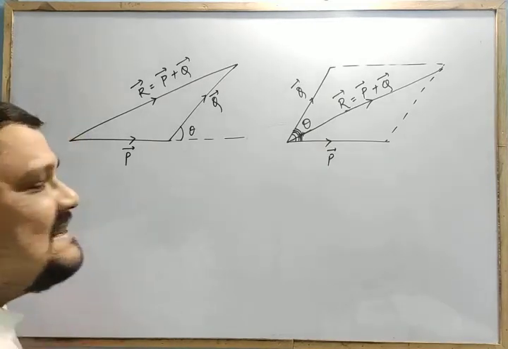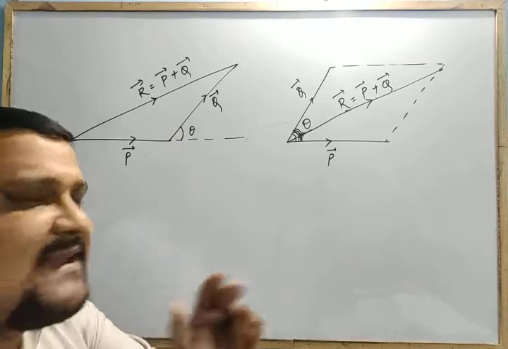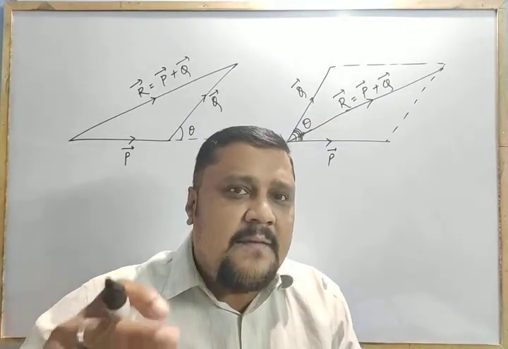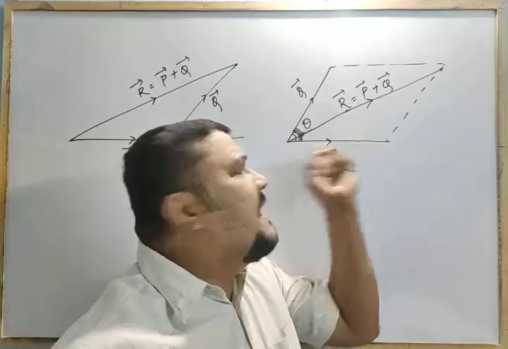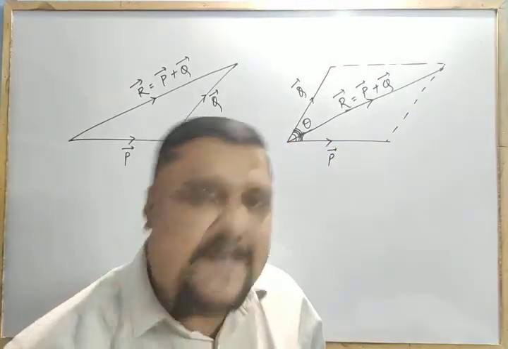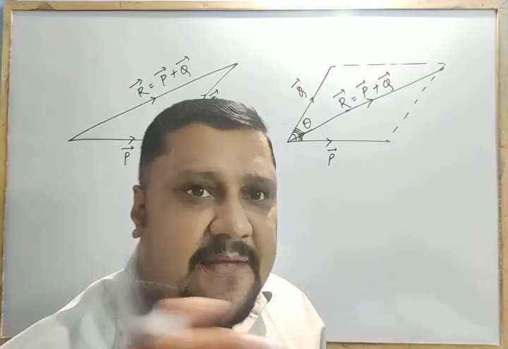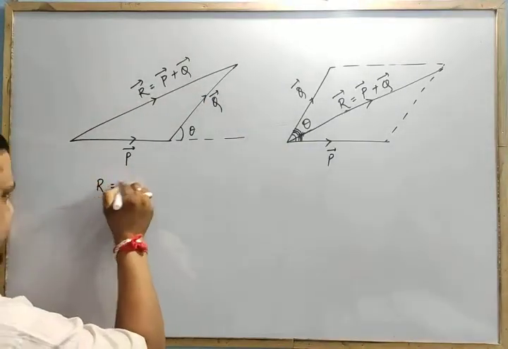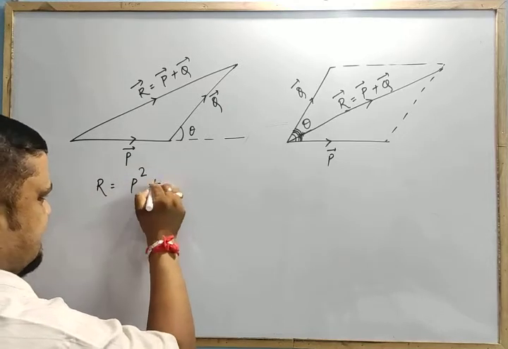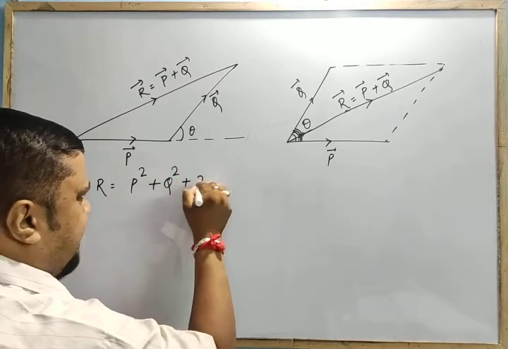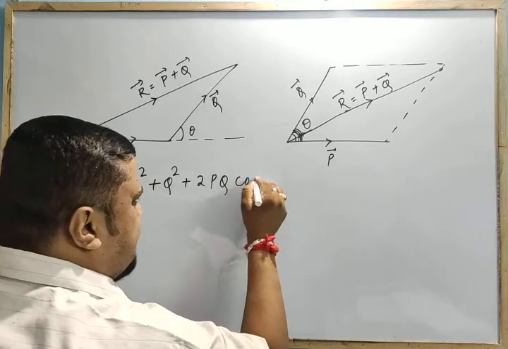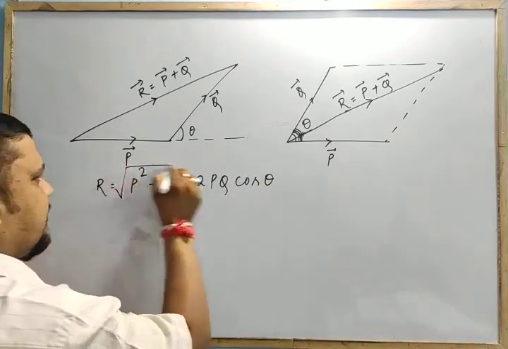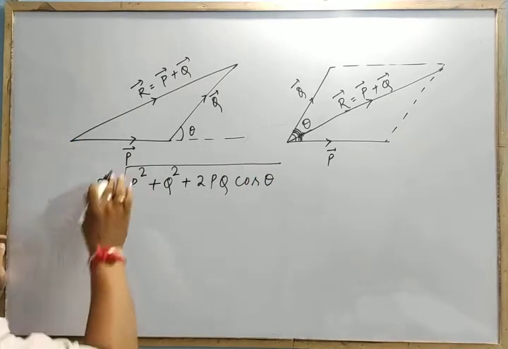And what about these magnitudes? In both cases, the magnitude of R and the angle made by R with any vector, beta, we derived in the last section. So what resultant did we get? R is equal to, in both cases, root over P square plus Q square plus 2PQ cosine of the angle between the two vectors, because this is R, the resultant.